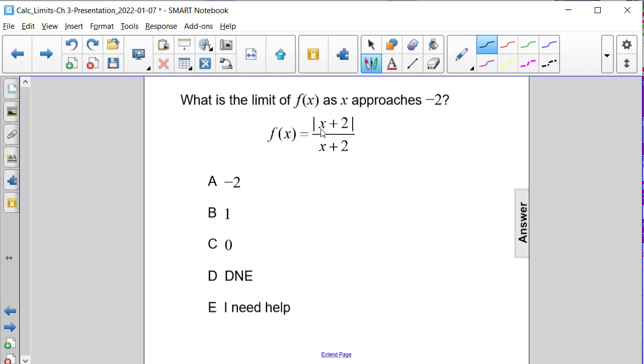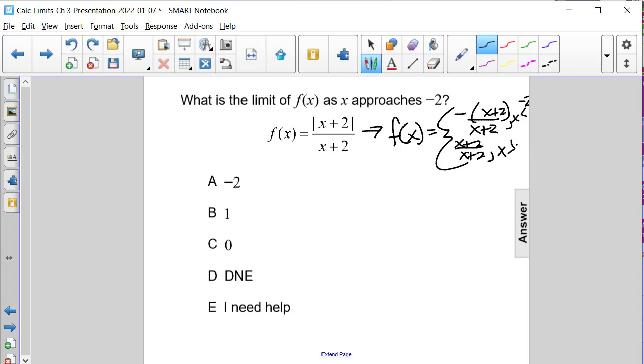The reason we're doing that is because it contains absolute value. So we can rewrite f of x to be equal to the negative of x plus 2 divided by x plus 2 for x values that are less than -2. And then we can write it as x plus 2 divided by x plus 2 for x values that are greater than -2.